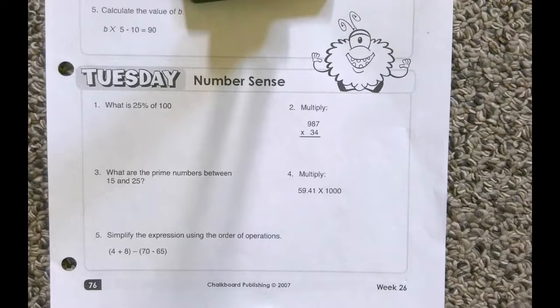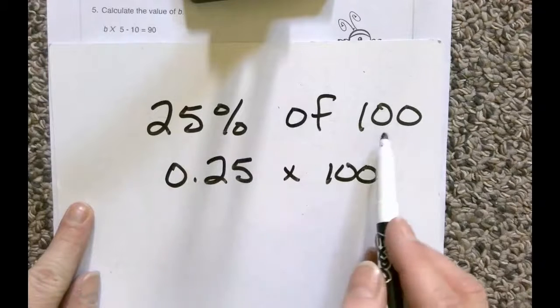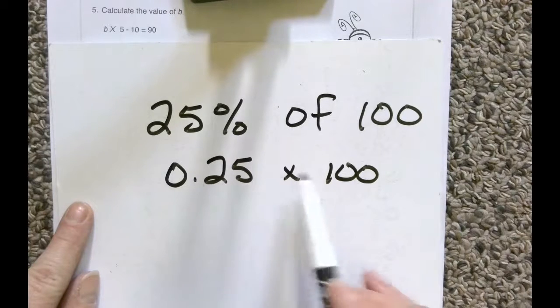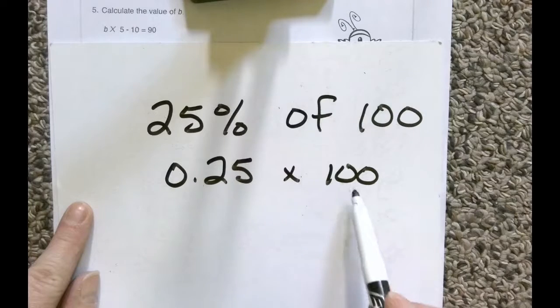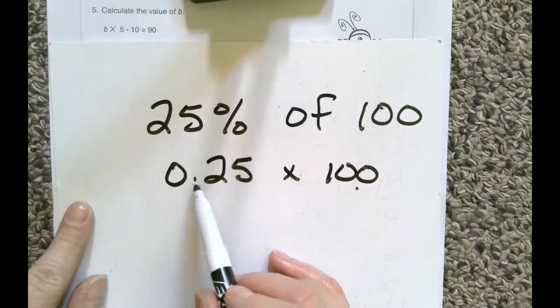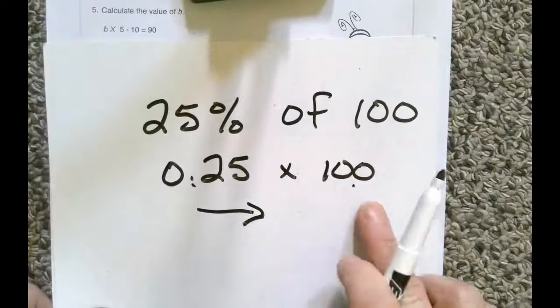So remember, this question could look like this. So 25% of 100. 25% in a decimal is 0.25. Of means times, and 100. So remember, when you're timesing by 100, you can move your decimal to the right, the number of times that equals the number of zeros.